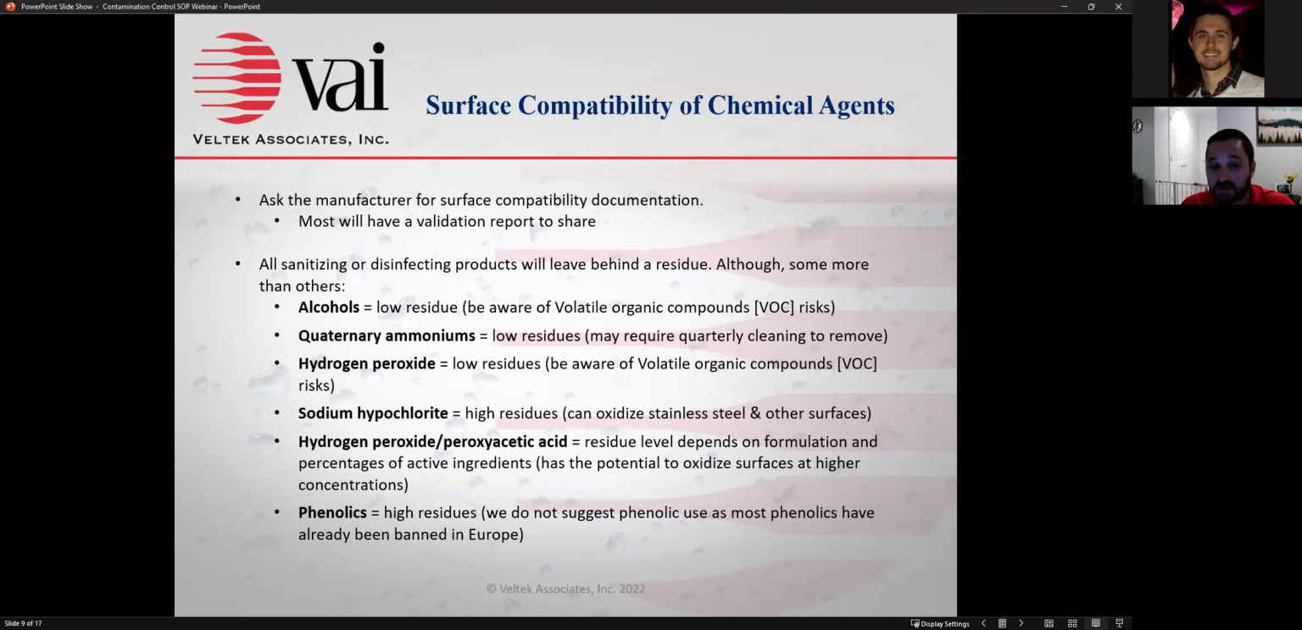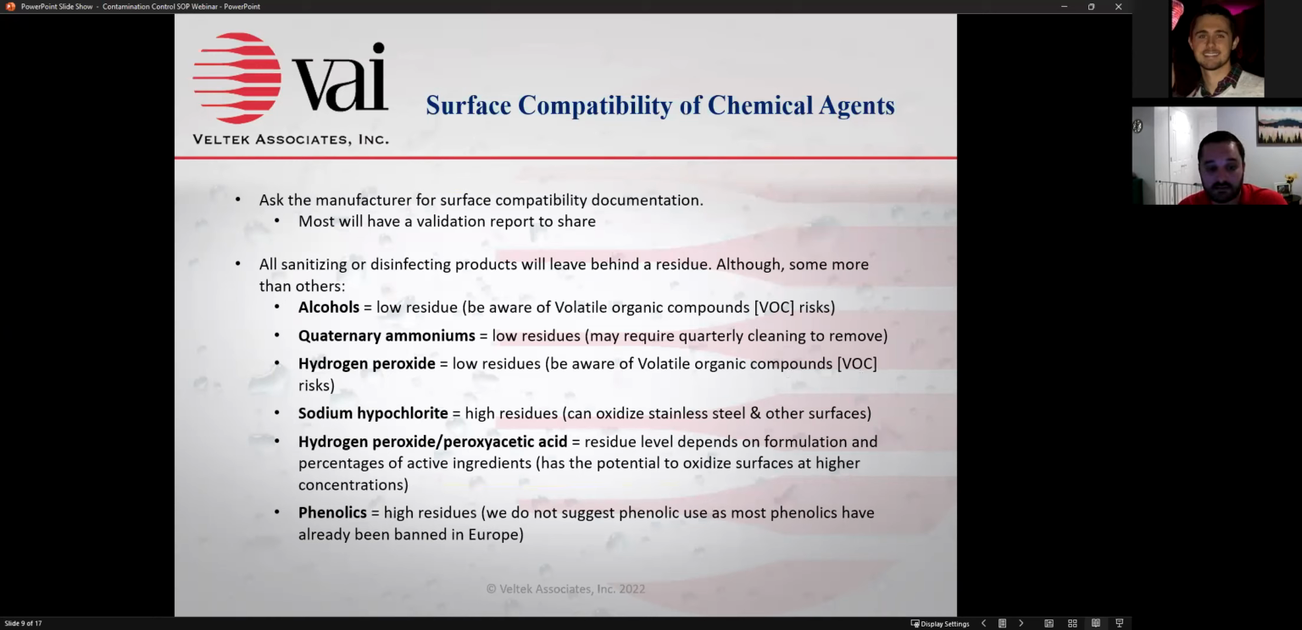We have hydrogen peroxide and peracetic acid formulations. These residues really depend on what formulation you're looking at, or not formulation, but the active ingredients in the formulation. So some of these products manufactured by one manufacturer versus another may have higher percentages than another one. So just be aware of that. If that's the case, more diligent cleaning is required. And if they are at those higher percentages, it does have the potential to oxidize some surfaces at that higher concentration, because it is an oxidizing agent.